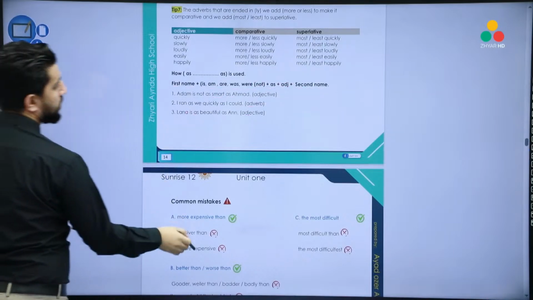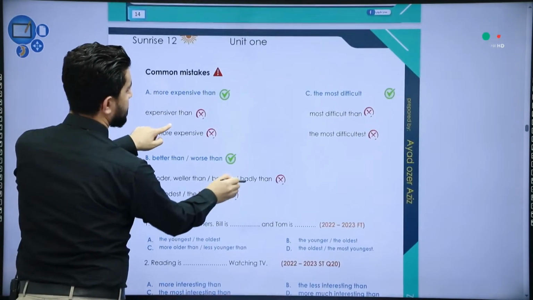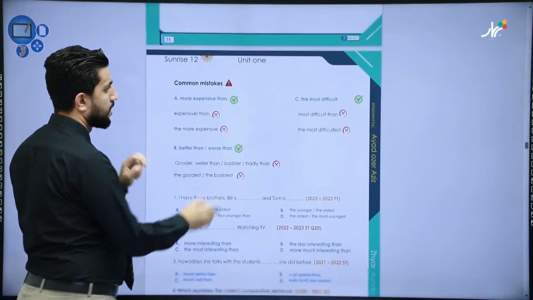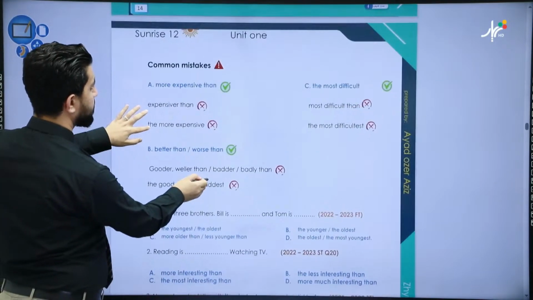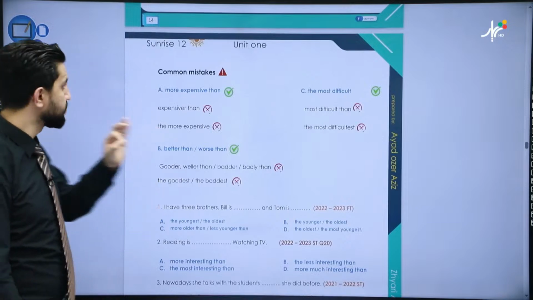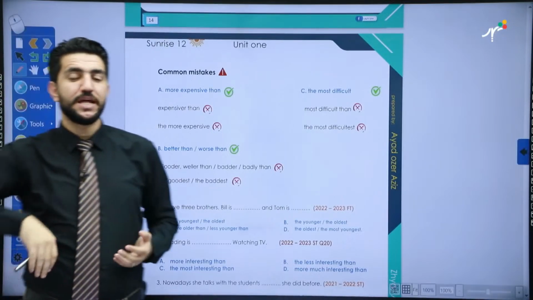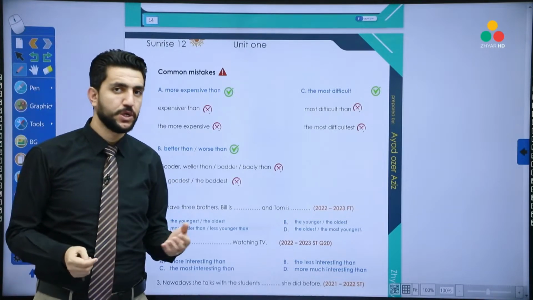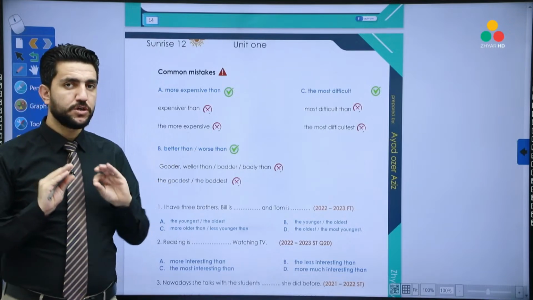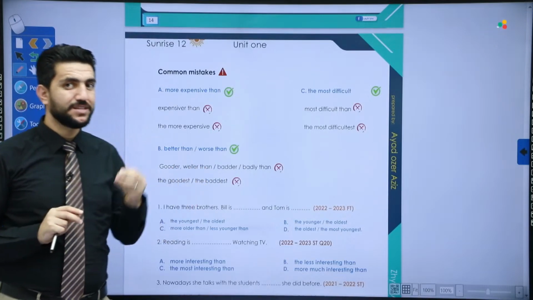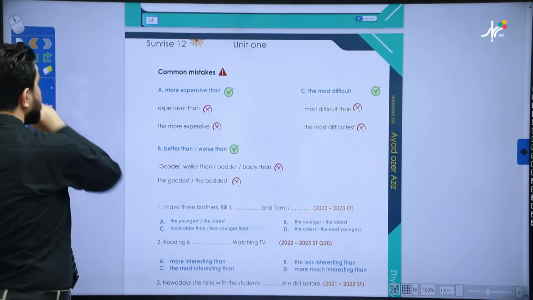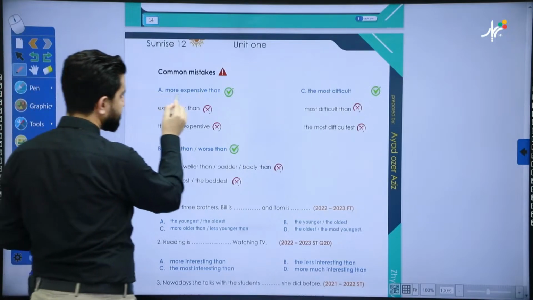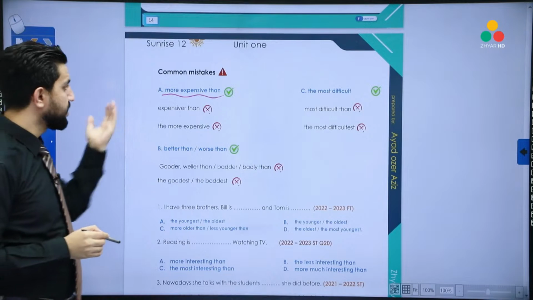Okay, now let's come to some common mistakes. Get your notebook, please, and keep writing some notes. These are some common mistakes that most of the students have made in the Wizari exam, or let's say national exams. Make sure to keep an eye on this because it is important. Some common mistakes when it comes to comparative and superlative. So more expensive than, this one is correct.